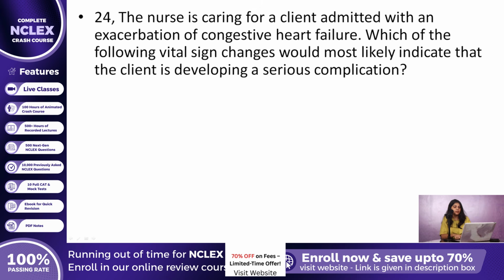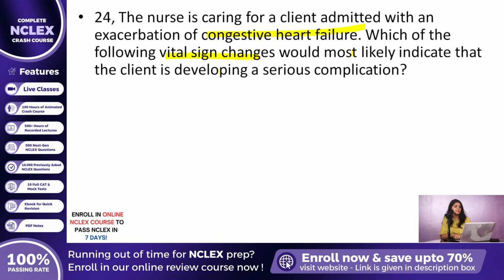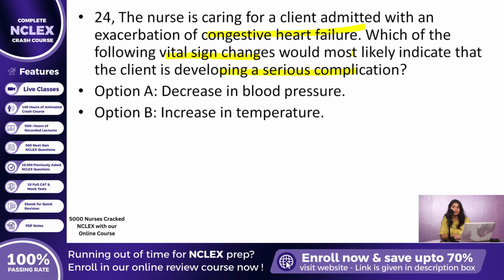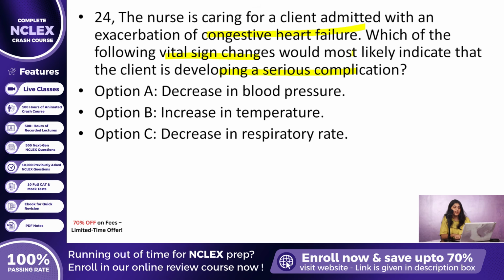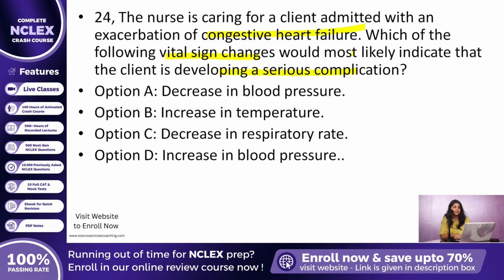The nurse is caring for a client admitted with an exacerbation of congestive heart failure. Which of the following vital sign changes would most likely indicate that the client is developing a serious complication? Option A, decrease in blood pressure. Option B, increase in temperature. Option C, decrease in respiratory rate. Option D, increase in blood pressure. The correct answer is option A, decrease in blood pressure.